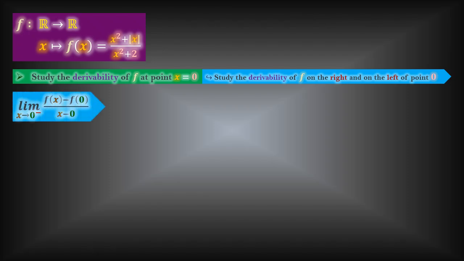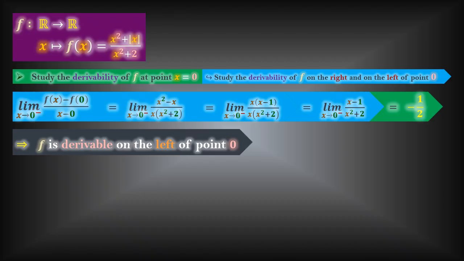Therefore, we study the left-hand derivative and the right-hand derivative separately by using the difference quotient. For x approaching 0 through negative values, the difference quotient becomes (x to the power of 2 minus x) divided by x multiplied by (x to the power of 2 plus 2). Factoring x from the numerator gives x multiplied by (x minus 1), divided by x multiplied by (x to the power of 2 plus 2). After simplification, we obtain (x minus 1) divided by (x to the power of 2 plus 2). Its limit is equal to negative 1 divided by 2. Therefore, the function f is derivable on the left of 0, and its left derivative at 0 is equal to negative 1 divided by 2.